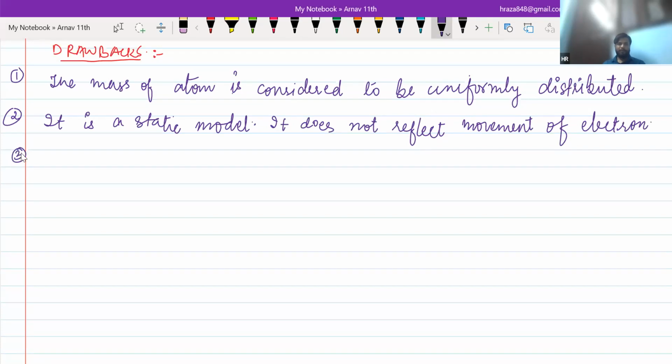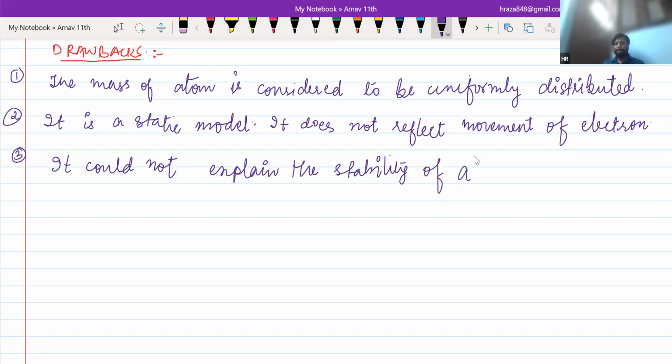Next, the drawback is that it couldn't explain the stability of the atom. It doesn't say anything about the stability of the atom, so it couldn't explain the stability of the atom. So please write all these three points, which are very important.